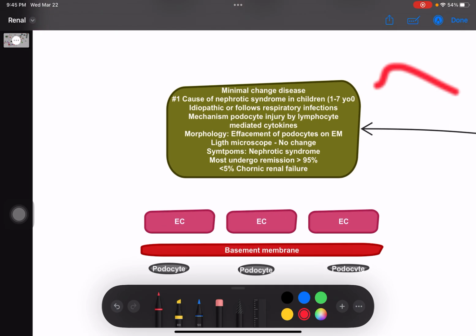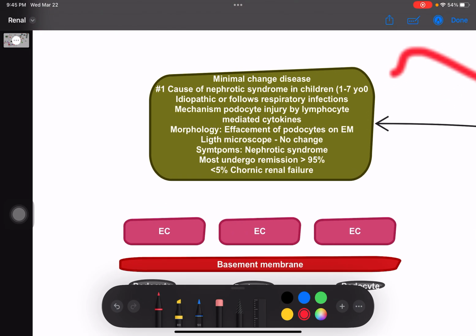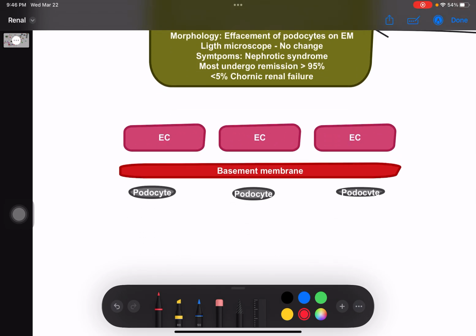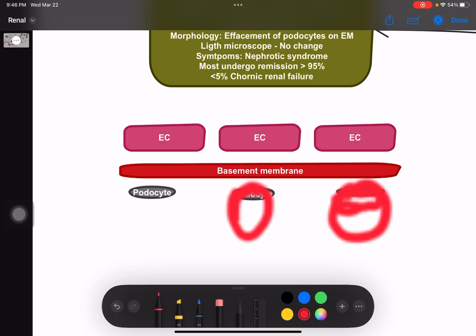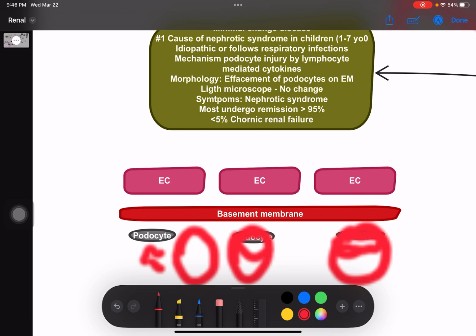So minimal change disease is usually for children up to 7 years of age. It's usually idiopathic, or it follows respiratory infection. It can be secondary after respiratory infections. And important for the mechanism is that there's a podocyte injury by the lymphocyte, which is mediated by cytokines. So the morphology is effacement of podocytes. We have podocytes here. They're usually like this, and effacement means that they're getting thinner, right? As you can see here, this is the normal podocyte, and it got so thin, so it's effaced. So this is the morphology.